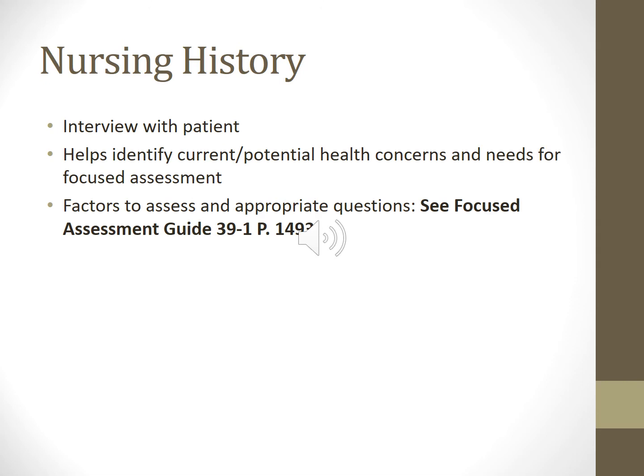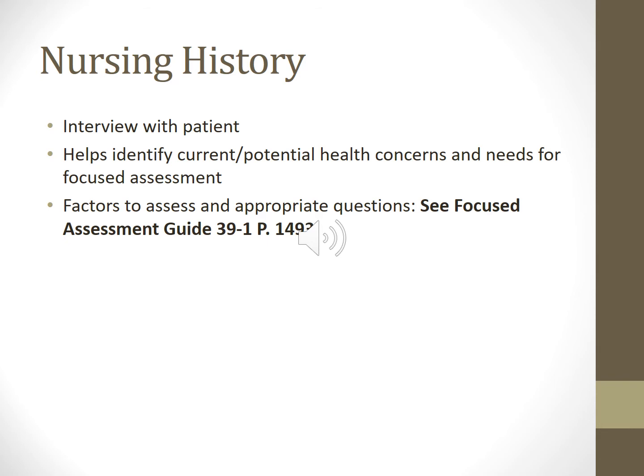So the beginning of this PowerPoint, we've reviewed anatomy of our respiratory and cardiovascular systems. We've reviewed our factors affecting these systems and how they can affect those systems. And we are moving on to how we assess our patient. And so the first thing when a patient comes in is we want to get that nursing history. We want to interview that patient. We want to try to identify any current or potential health concerns and needs that they may have that we want to keep an eye on. And then your book, I was looking through, and it's called the Focused Assessment Guide 39-1.